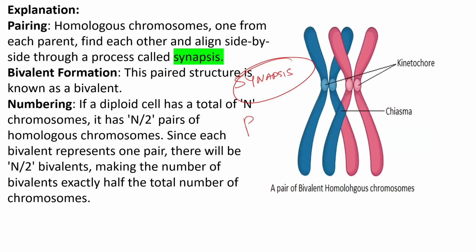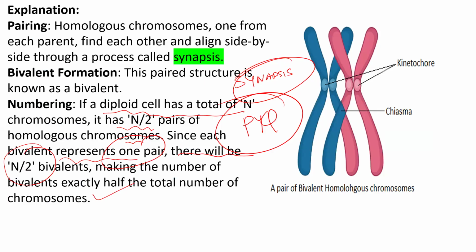A very important point, again a PYQ: if a diploid cell has a total of n chromosomes, it has n by 2 pairs of homologous chromosomes. Since each bivalent represents one pair, there will be n by 2 bivalents, making the number of bivalents exactly half the total number of chromosomes. Clear? I explained it. Again, a very important point.